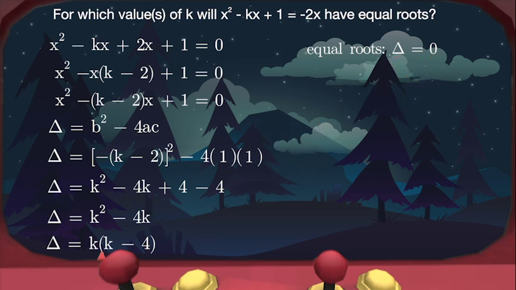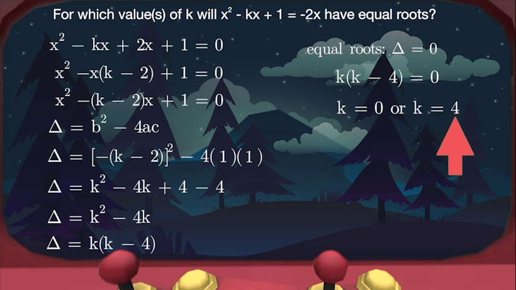Because we want equal roots, we know that delta should be equal to 0. And delta is k in brackets k minus 4, so k in brackets k minus 4 is equal to 0. This is the zero product rule, which means that this k is 0 when k is 0, and this bracket is 0 when k is equal to 4. And that is our two answers for k.